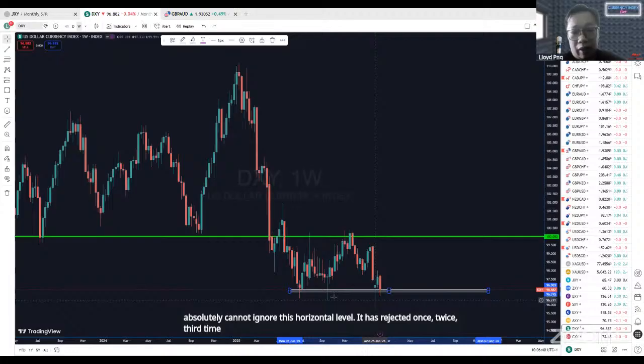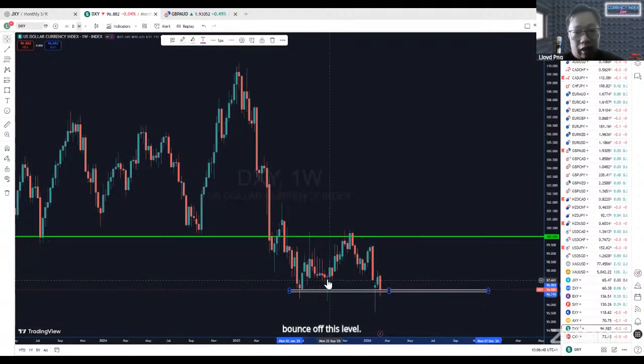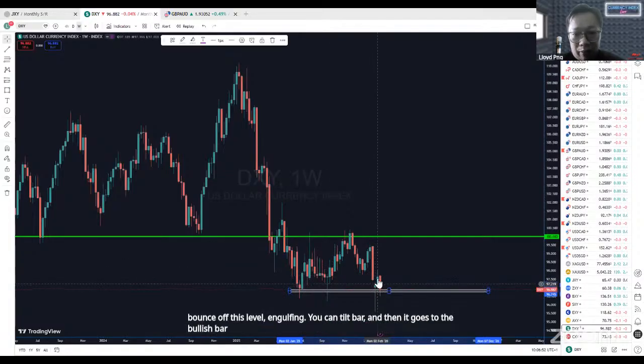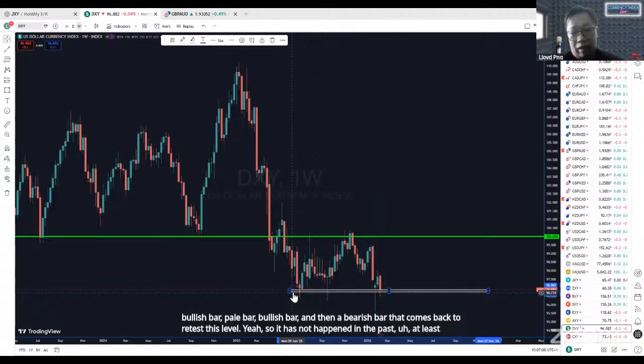But let's look at what happened in the past. In the past, when it came to this level, we had a very clear-cut bounce off this level. Engulfing, tail bar, and then it goes to a bullish bar, tail bar, bullish bar, and then a bearish bar that comes back to retest this level. Yeah, so it has not happened in the past 6 months.